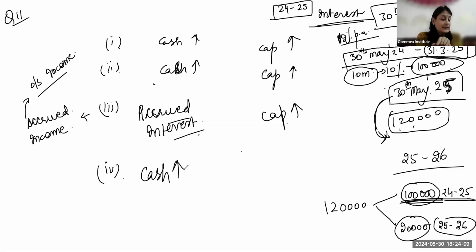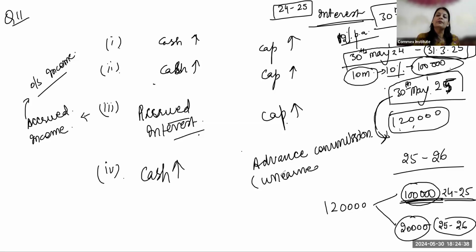Now, because it is advance income, it is not going to be added to the capital, because it is not the income of this year. Had it been the income of this year, I would have added it to the capital. So a new column on the liability side will be created in the name of advance commission received. And this is what you call unearned income.